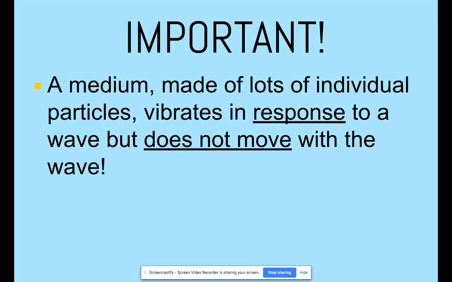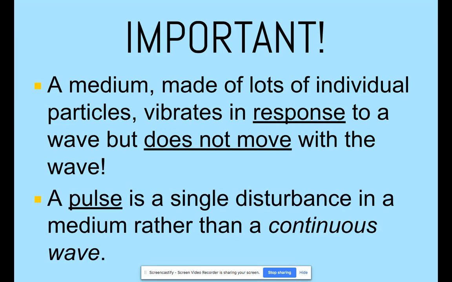Something important: medium is made of lots of individual particles. You know that all objects are made of tiny little particles and that they vibrate in response to a wave traveling through it. The particles themselves do not move with the wave, they just vibrate in response to the wave. And a pulse is a single disturbance in a medium rather than a continuous wave. So when we did the Slinky Lab, we wanted to create one single disturbance, or one pulse, in order to see the speed of the wave traveling along the Slinky.